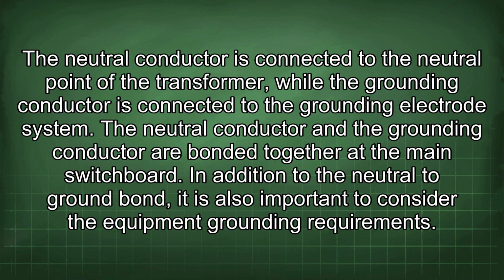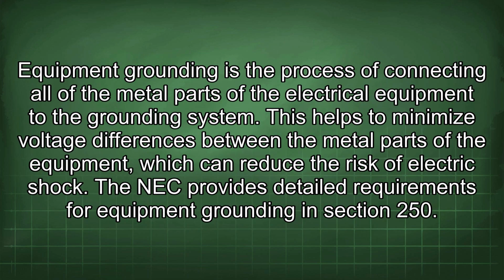In addition to the neutral to ground bond, it is also important to consider the equipment grounding requirements. Equipment grounding is the process of connecting all of the metal parts of the electrical equipment to the grounding system. This helps to minimize voltage differences between the metal parts of the equipment, which can reduce the risk of electric shock. The NEC provides detailed requirements for equipment grounding in Section 250.